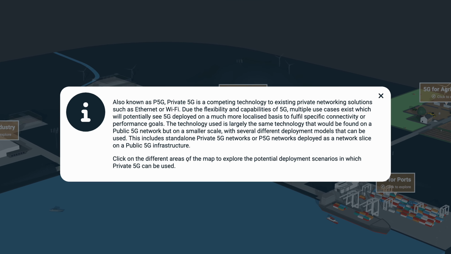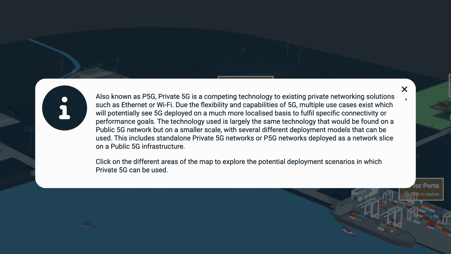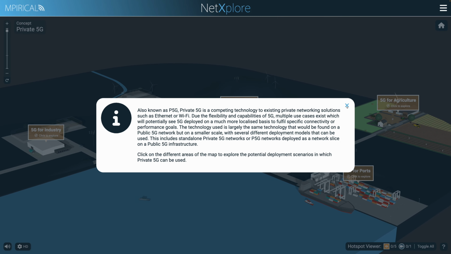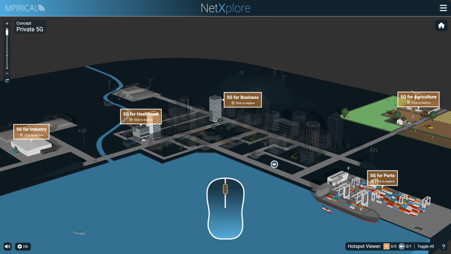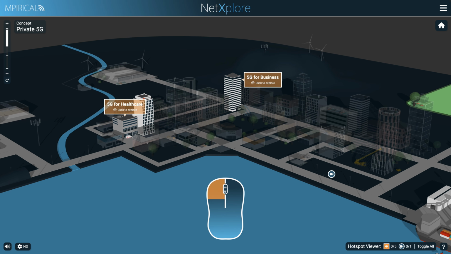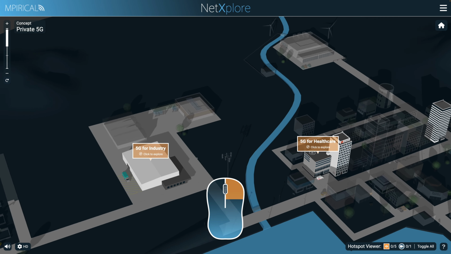Once open, you will be presented with an information pop-up explaining a bit more about the concept. In this case, private 5G. Click the exit button to start exploring. Concept hotspots are scenes that you can navigate in 3D, much like the main scene. So, once loaded in, you can use your mouse wheel to zoom in, left click, hold and drag to move around, or right click, hold and drag to rotate in 3D space.